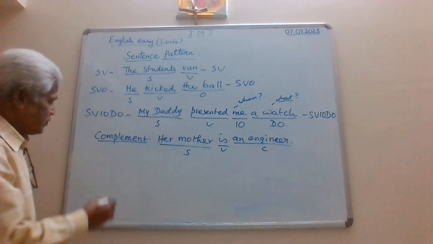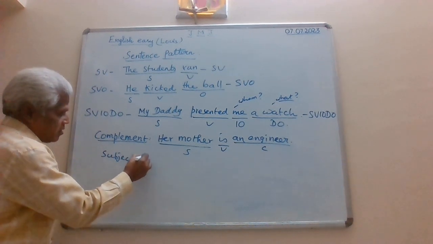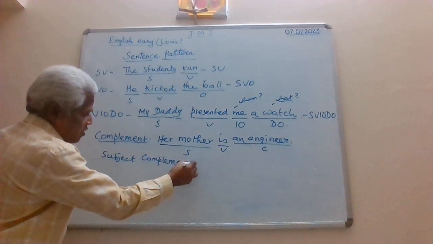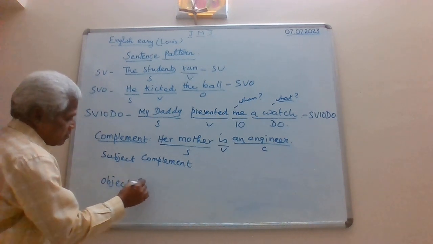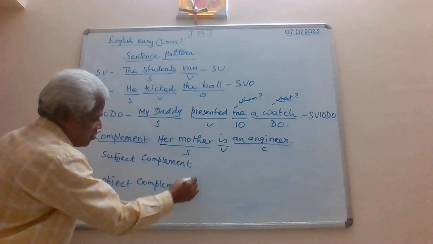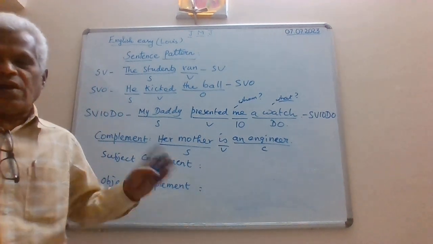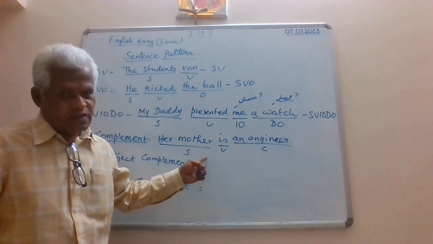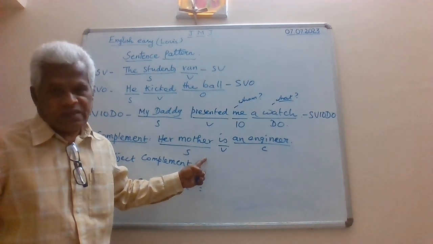One is known as subject complement. Another one is known as object complement. So what is subject complement and what is object complement? Directly I have already written a sentence here. You can take this example for a subject complement.